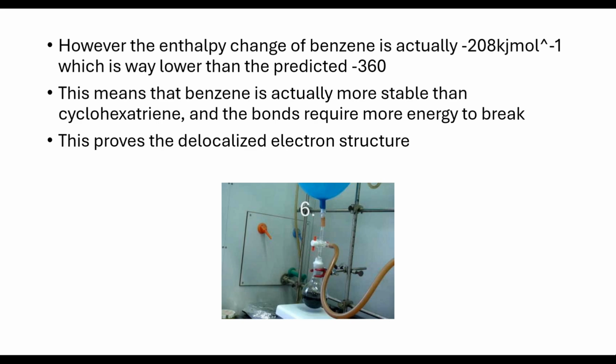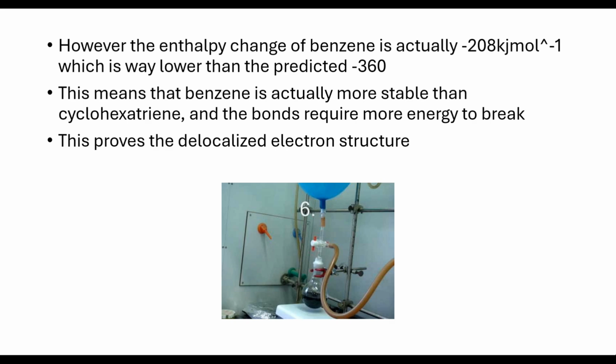So that means benzene doesn't have three double bonds. Instead, it's more stable than cyclohexatriene, because remember, when you're releasing energy, you're making bonds. So less energy released means it's harder to break those bonds. Do you see what I'm saying? If it's less negative, it means more energy had to be put in to break the bonds, so it's more stable and the bonds require more energy to break. Therefore, this proves the delocalized electron structure.